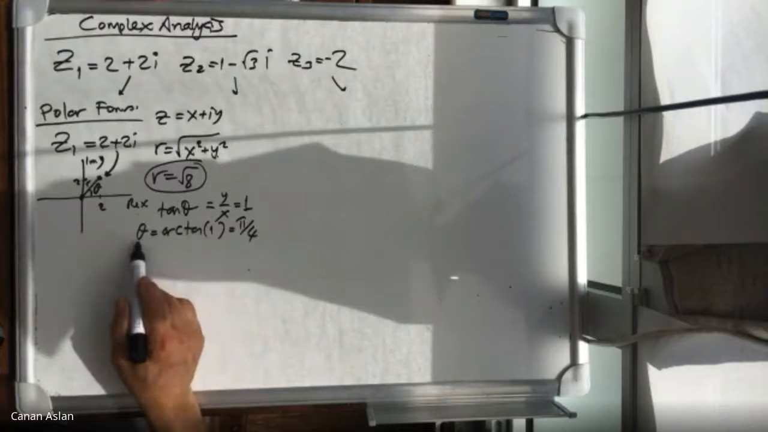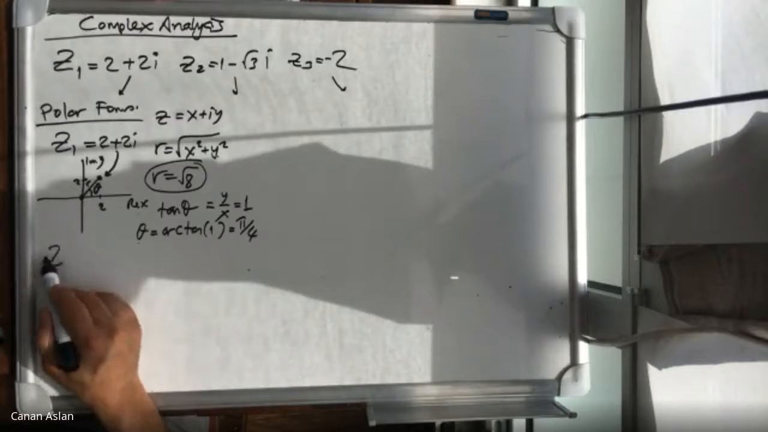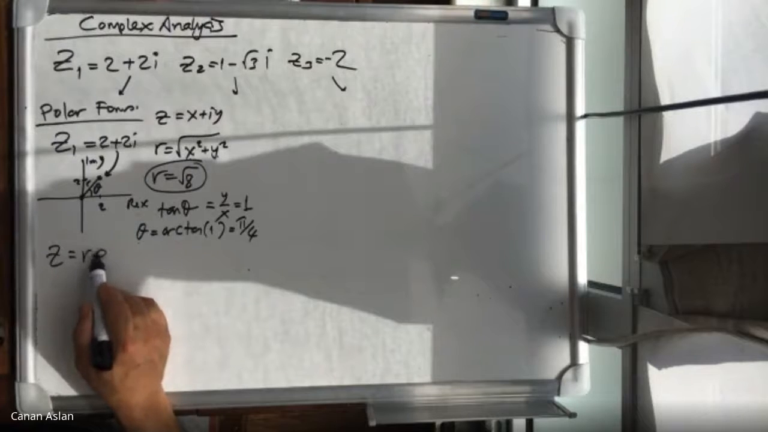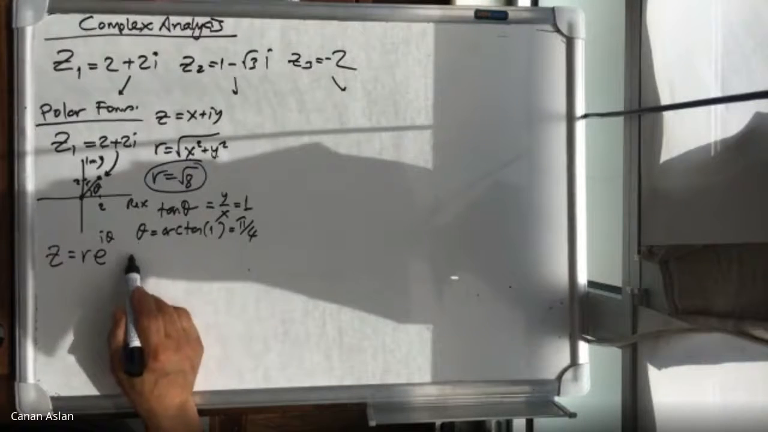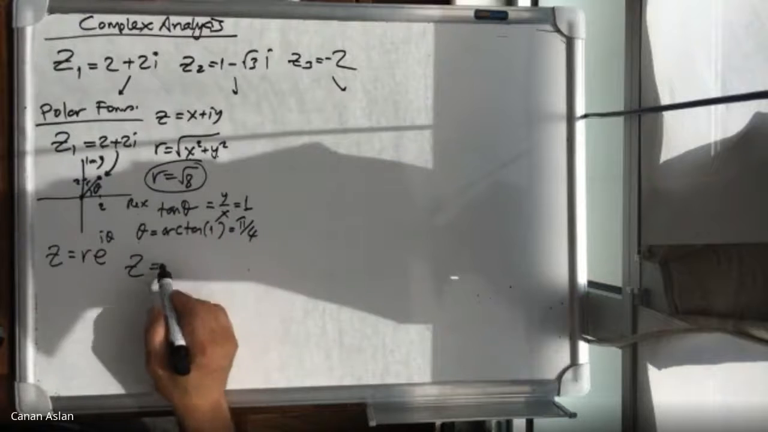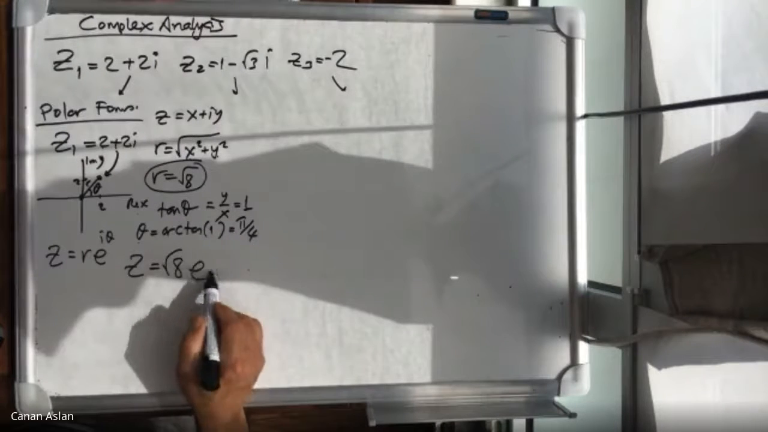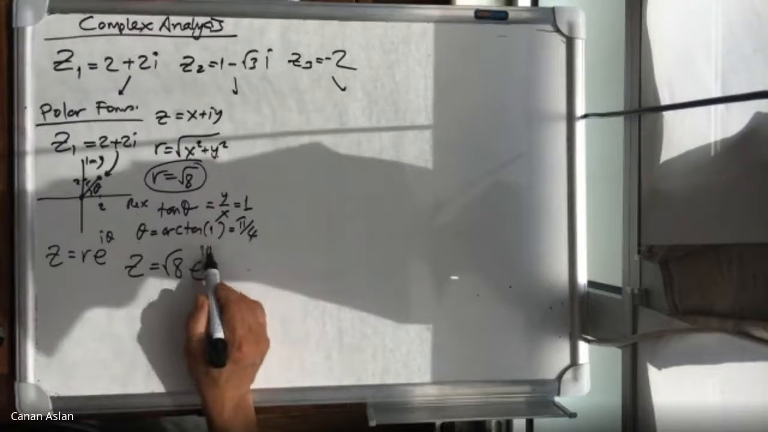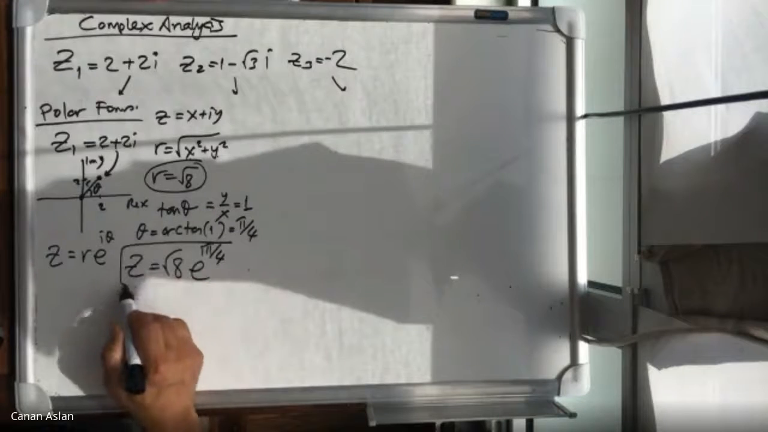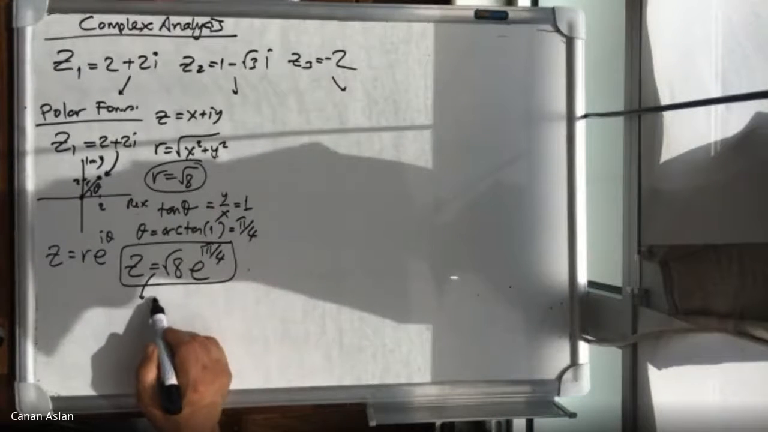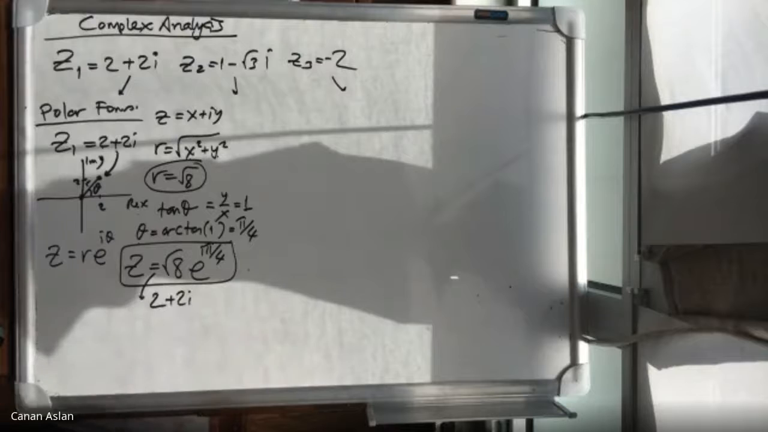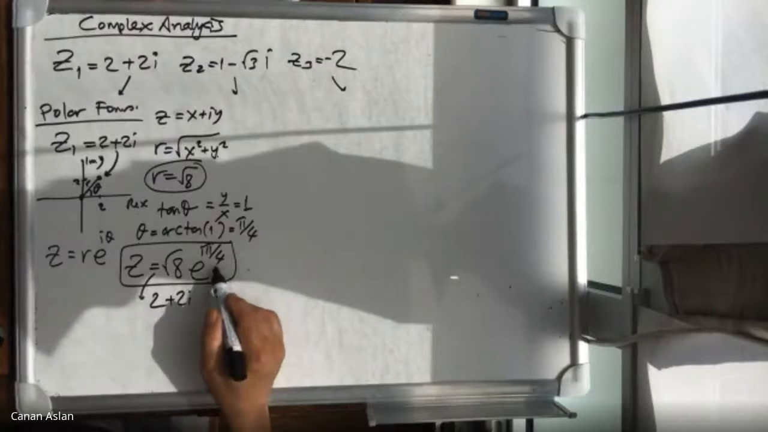Now, if you get theta, then any complex number can be written as r e to the i theta. So z is equal to r, which is square root of 8, times e to the i pi over 4. That is nothing but 2 plus 2i. So this is the polar form.